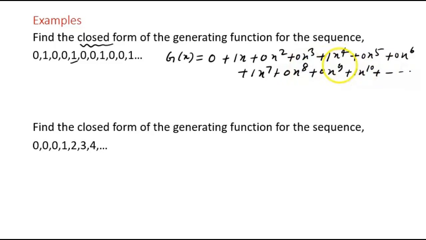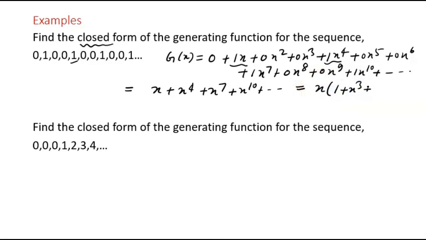I have written all the terms so that there is no scope of confusion. So what we are getting, I am ignoring the 0 term, I am writing x here, then we have x to the power 4, and then we have x to the power 7, and then we have x to the power 10, and so on. So it can be written as x common, 1 plus x cube plus x to the power 6 plus x to the power 9, and so on.